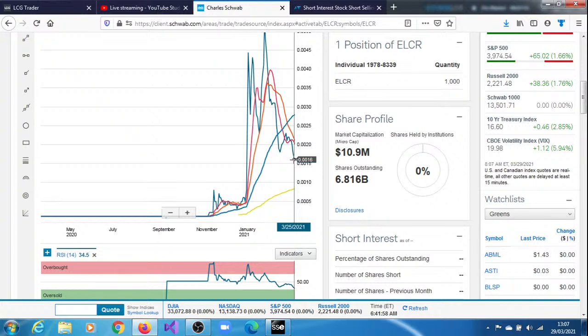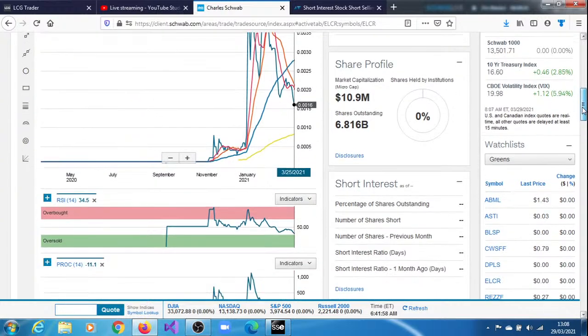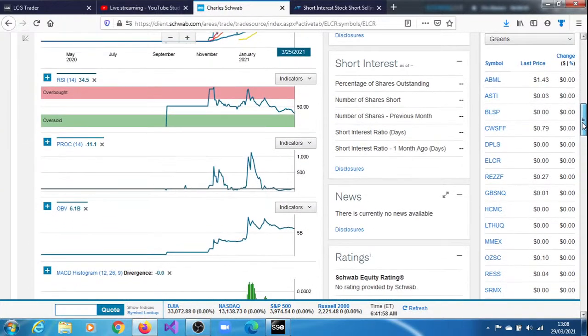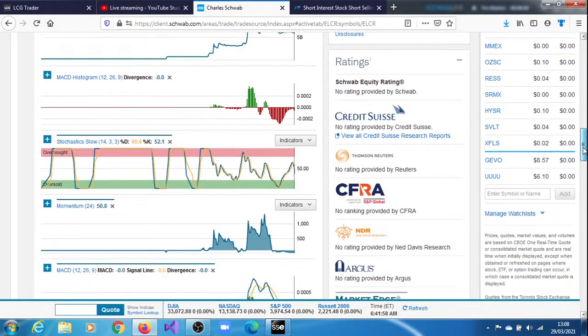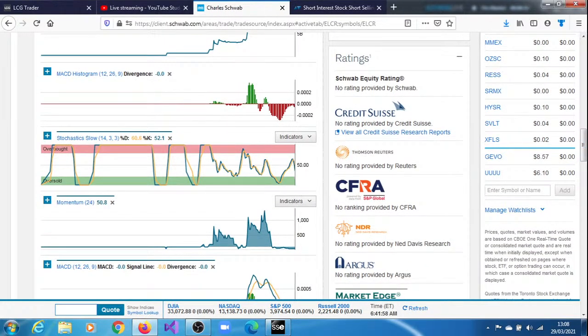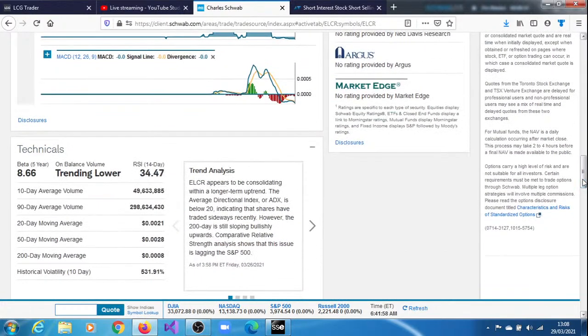You can see it's trading below all of its short and intermediate trend lines. So in the interim, it's definitely a buy. Moving down, we can see the unbalanced volume indicator seems to be waning. I think the 14-period slow stochastic oscillator is also not positive. It's quite bearish and says ELCR appears to be consolidating within a longer term uptrend.